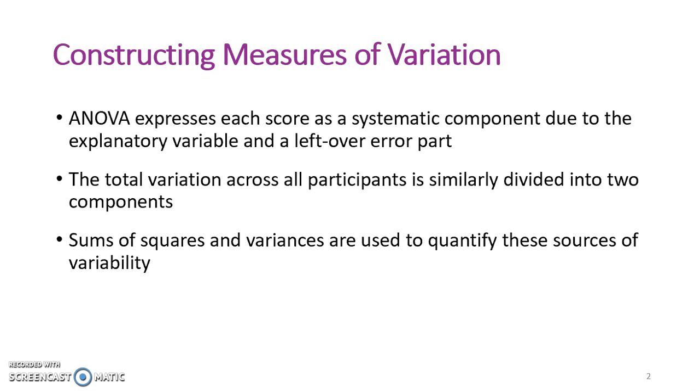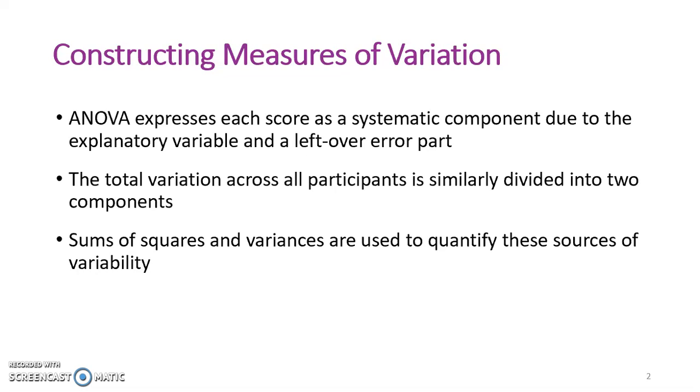So we just finished talking about the score decomposition in ANOVA and how we break out a score into the grand mean plus different types of deviations. So we express each score as the systematic component that's due to the predictor and then the leftover error part. We can think about the total variation across all participants, as opposed to just a single score, as being similarly divided into these two components, in the same way that we talked about overall variability, some variability being due to the predictor and some that's left over in the regression framework. This is the same thing for ANOVA.